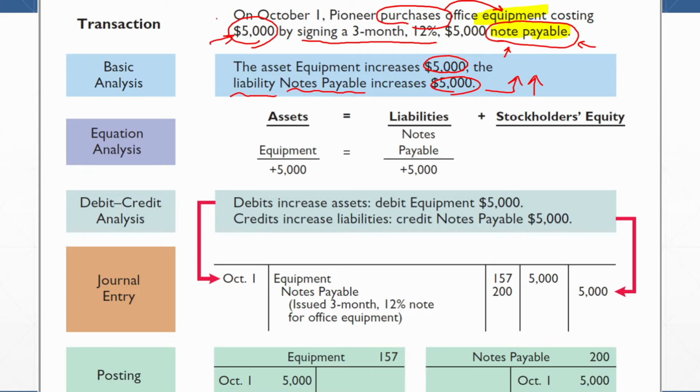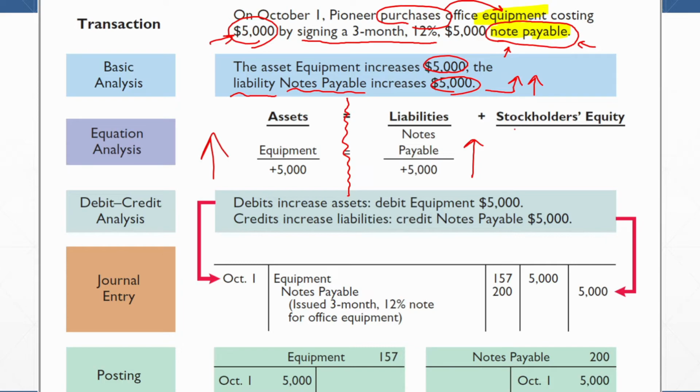we go ahead and see how this transaction affects our accounting equation. Equipment is an asset, it is increased, so the left side of the equation is increased. On the other hand, liabilities are also increased, so the right side of the equation is also increased, so the accounting equation remains in balance.